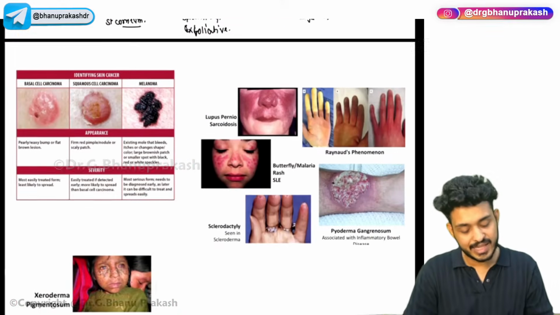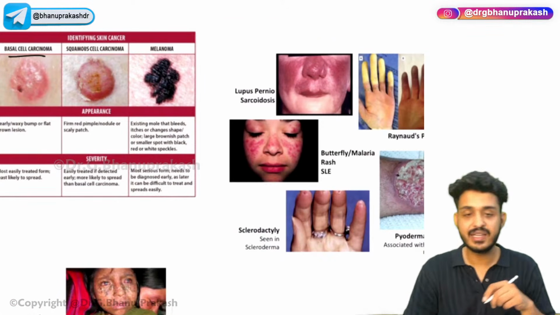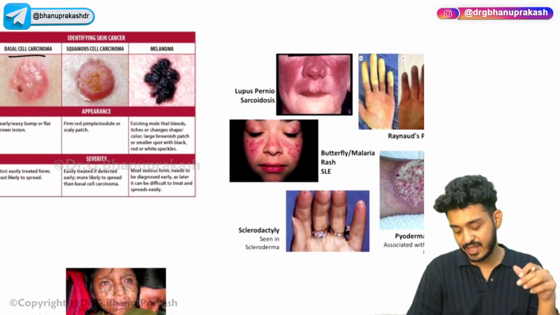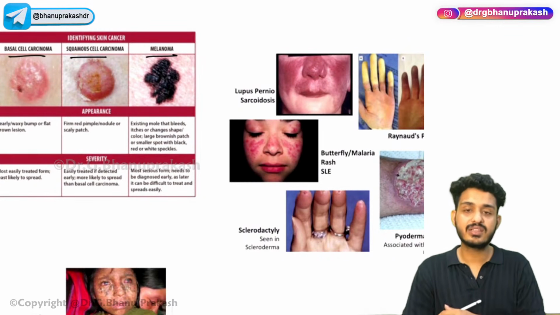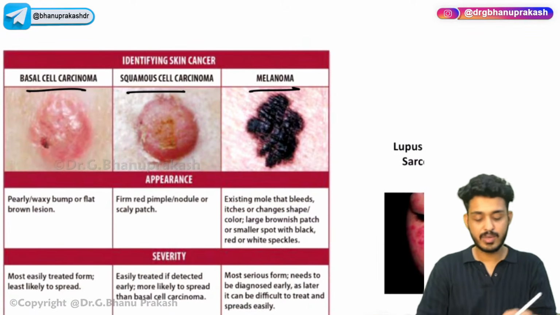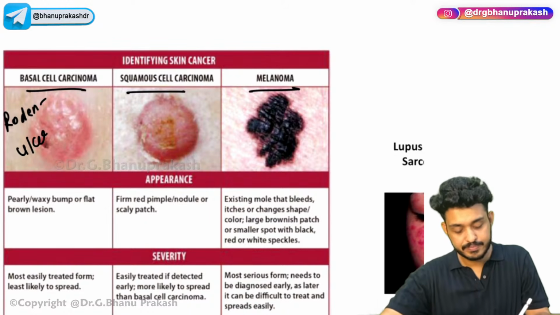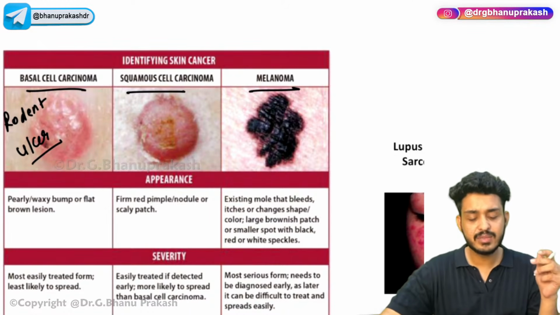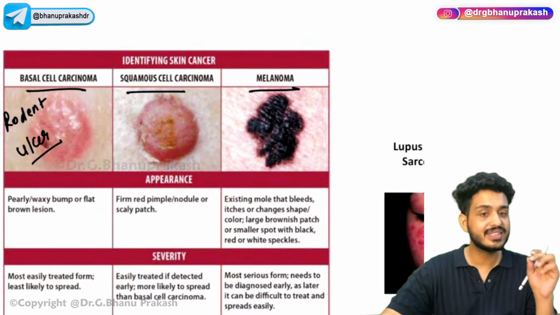Okay, next one we will be discussing certain skin cancers. If day 4 is there, we need to mark that. Then we are having basal cell carcinoma, squamous cell carcinoma, and melanoma, guys. First of all, look here. Basal cell carcinoma is also known as rodent ulcer, and this is the easiest to treat. You just need to excise it, and that would be gone.